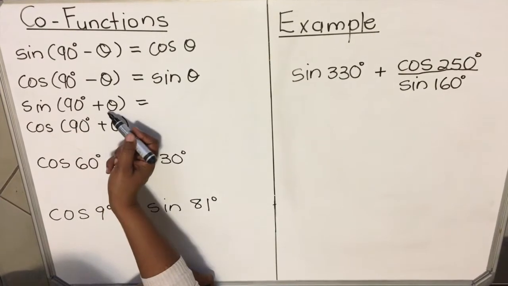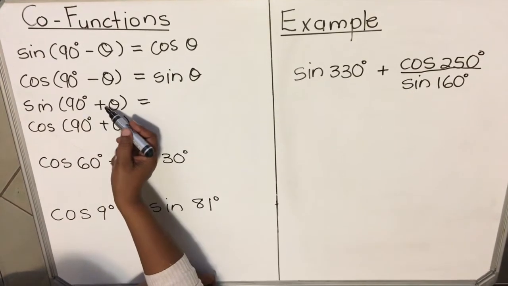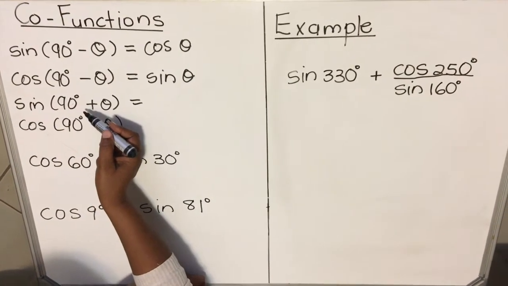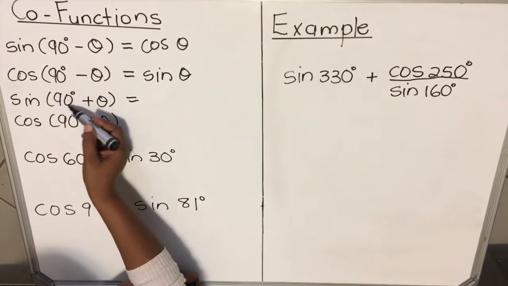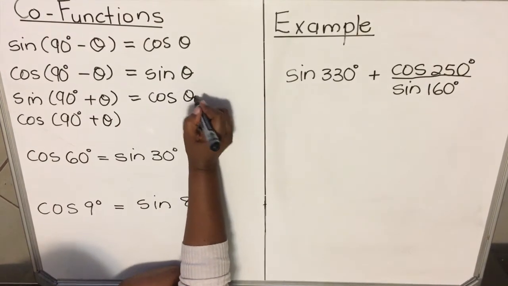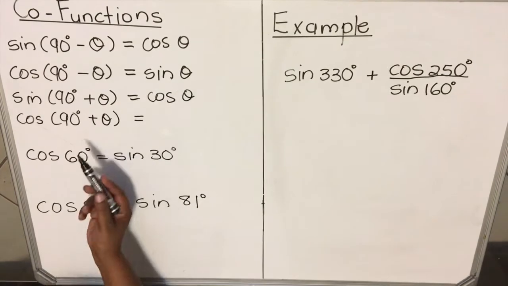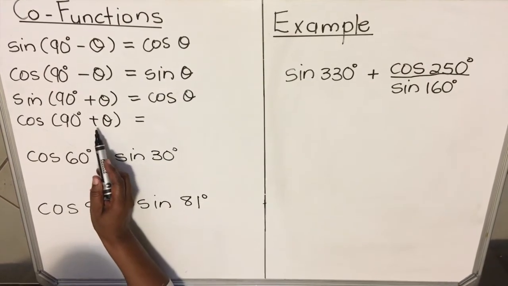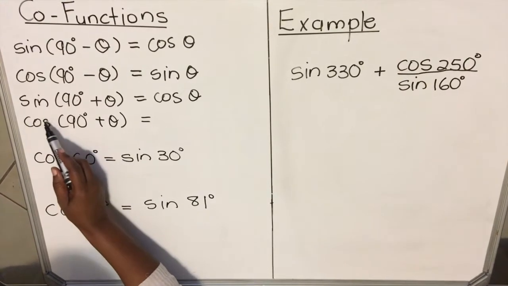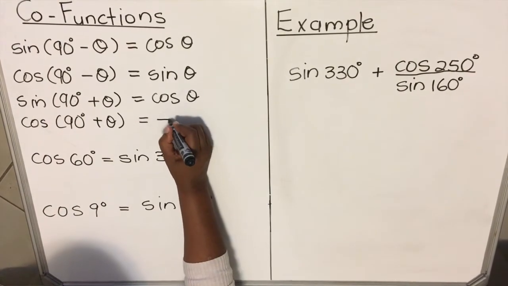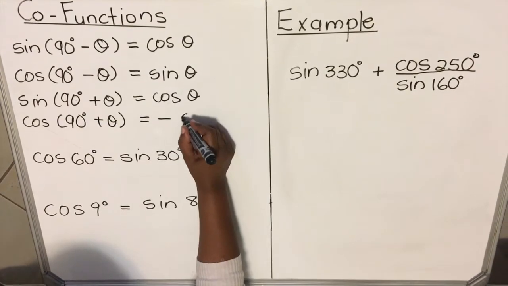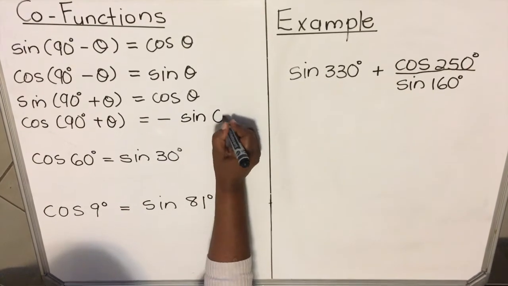Sine 90 plus theta. 90 plus is the second quadrant. How is sine in the second quadrant? Sine is positive, but because of the 90, it's going to change to cos theta. And then the last one, cos 90 plus theta, is the second quadrant. How is cos in the second quadrant? Negative. But when you write it, you don't write cos. Because of the 90, you write sine theta.